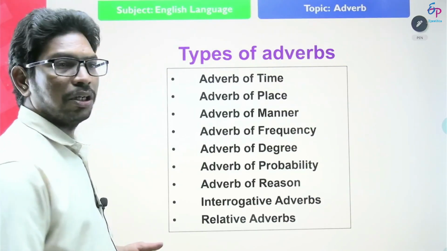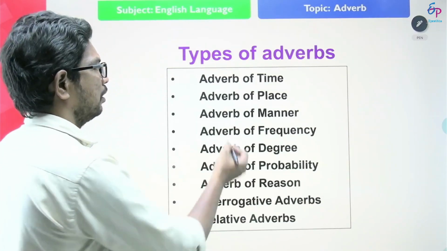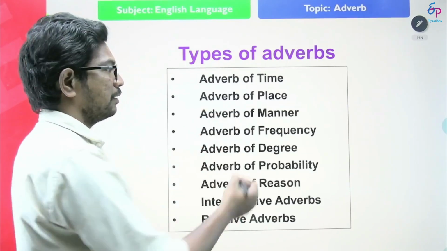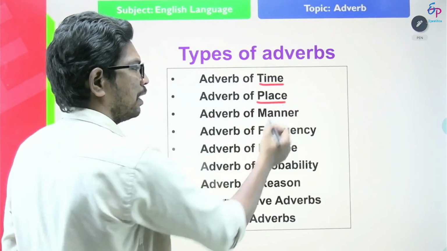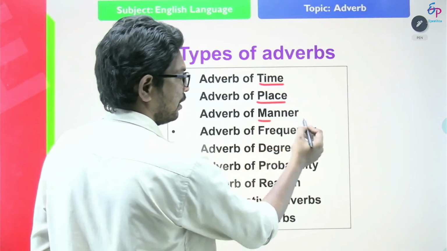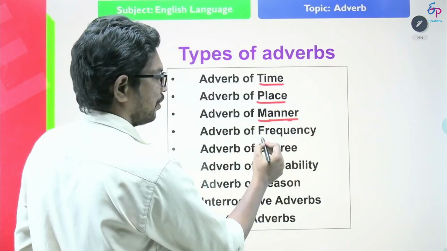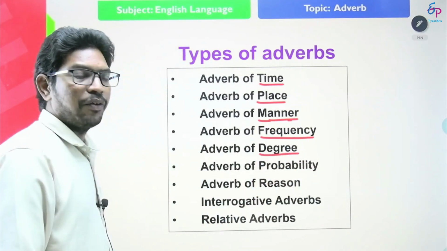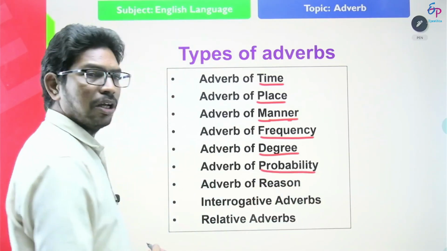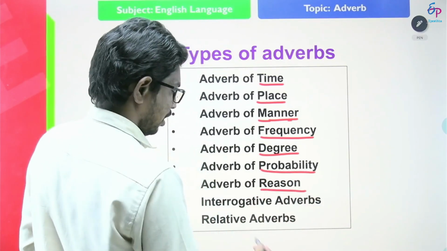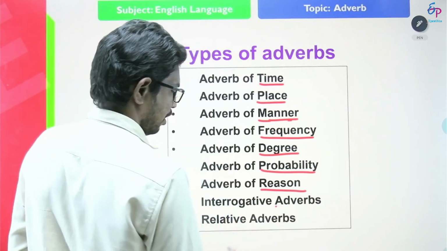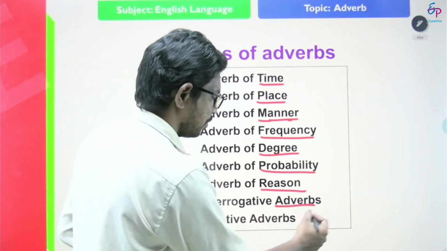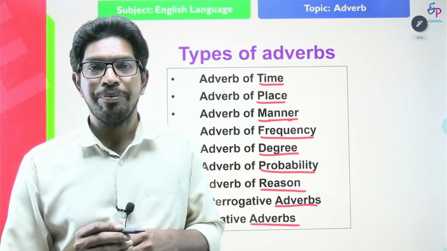So what are the types of adverbs? They are adverb of time, adverb of place, adverb of manner, adverb of frequency, adverb of degree, adverb of probability, adverb of reason, and interrogative adverbs and relative adverbs. These are the types of adverbs you are going to learn in this video.